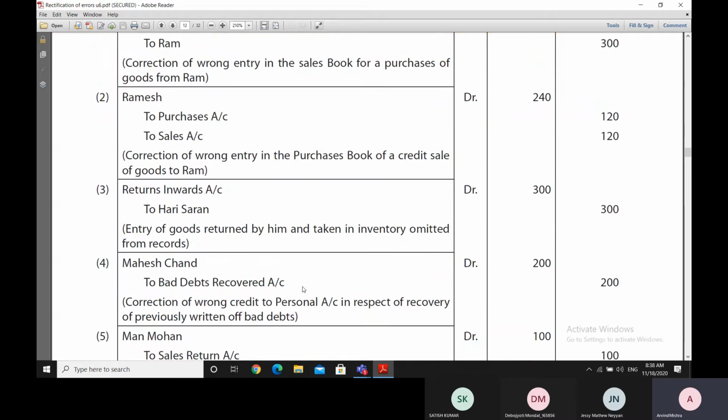So this will be a credit to the bad debt account, because we have made an earlier debit in the bad debt account in respect of this debt, and therefore we need to pass a bad debt recovered account credit and debit to Mahesh Chand.